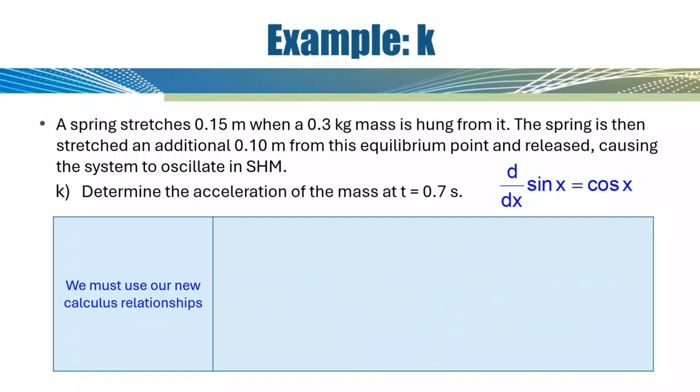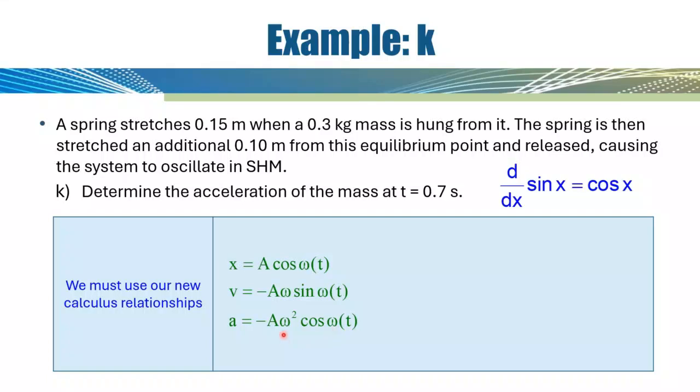And letter K says determine the acceleration of the mass at 0.7 seconds. So again, we start with our position function. We worked our way to the velocity function. And now we're going to take the derivative of the velocity function to get the acceleration function. The derivative of sine of x is cosine of x. So sine of omega t is going to become cosine of omega t. And then we take the derivative of omega t and get omega, and that's why that becomes omega squared.